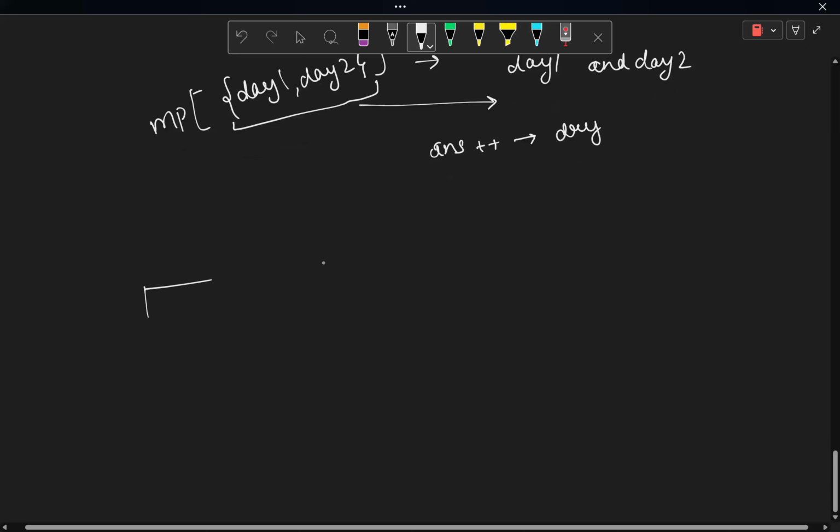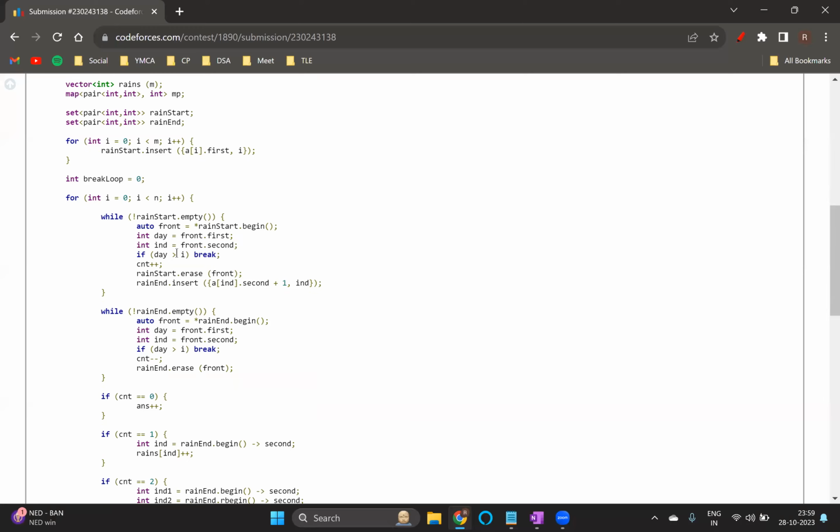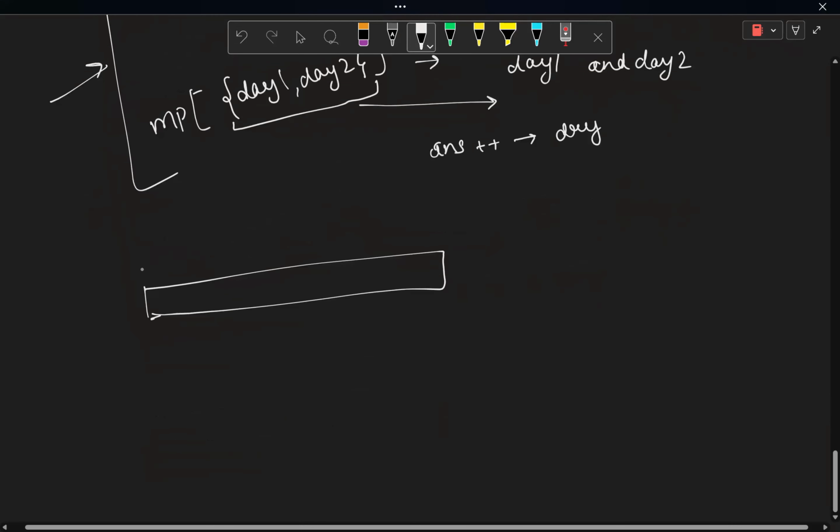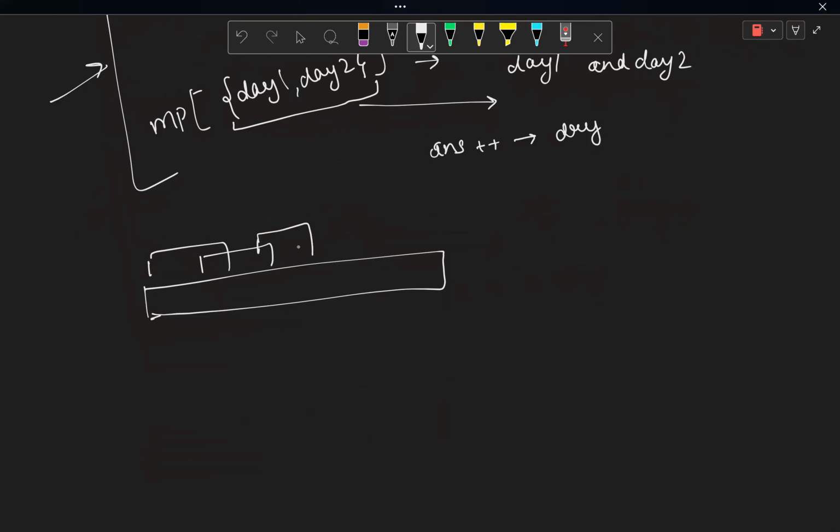Let me give a brief overview of what I did for constructing these things. What I did was sort the array, and after sorting the array, let's say I sorted the subsegments. Now every subsegment is sorted on the basis of the starting point. They will have some overlaps, like this is the overlap, this is the overlap, and so on. It can look like this.